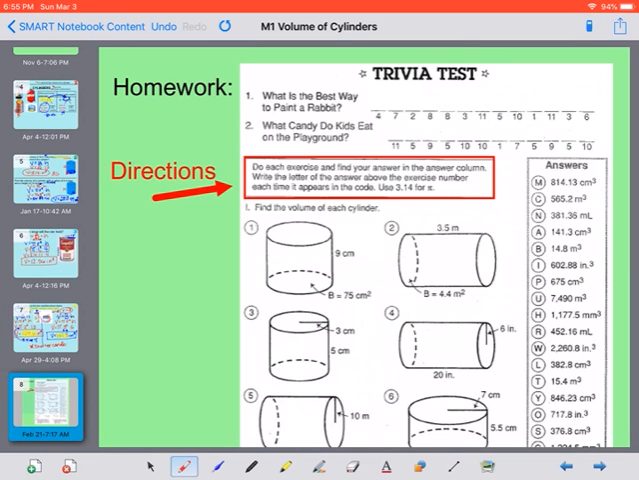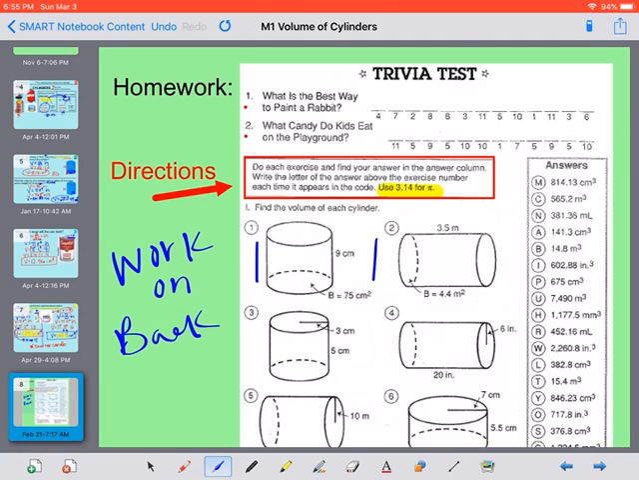Alright, your homework is kind of a puzzle. You have to answer these 2 questions by solving each of the cylinders. Make sure to read your directions. It does tell you to use 3.14 for pi. There is not a lot of space to do your work, so you can do your work on the back side or along the sides here or something if possible.